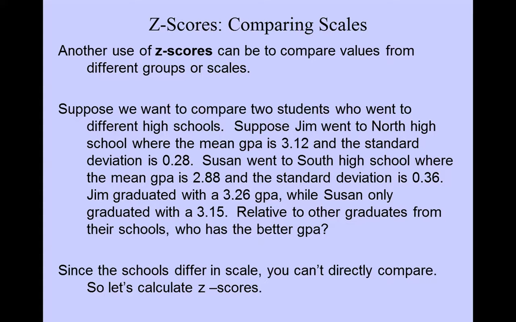Suppose Jim went to North High School, where the mean GPA is 3.12 and the standard deviation is 0.28. Susan went to South High School, where the mean GPA is 2.88 and the standard deviation is 0.36. Jim graduated with a 3.26 GPA, while Susan only graduated with a 3.15. Relative to other graduates from their schools, who has the better GPA? Since the schools differ in scale, you can't directly compare, so let's calculate z-scores.